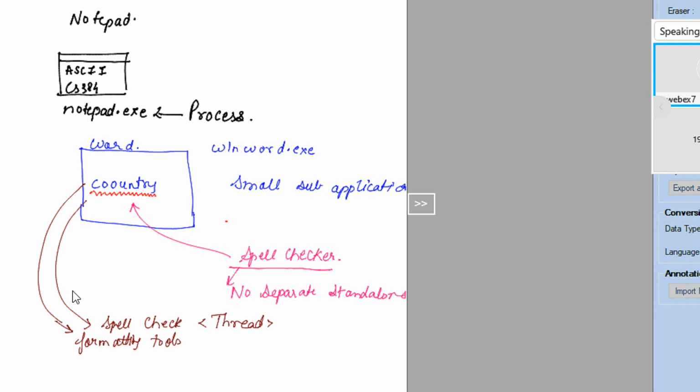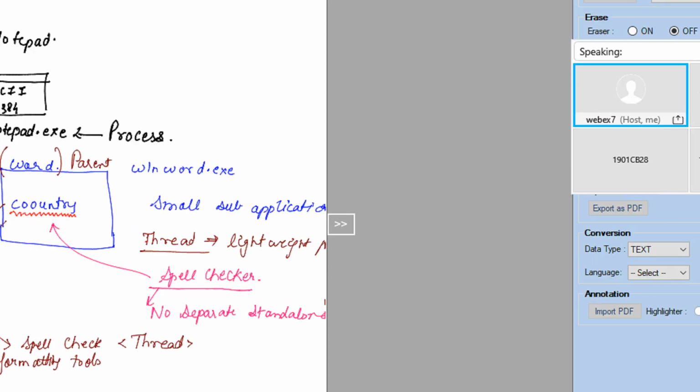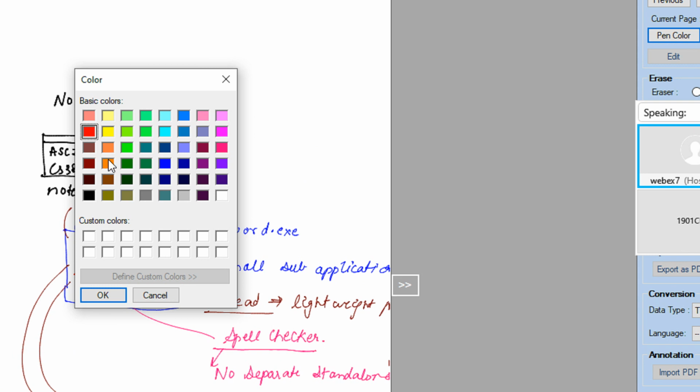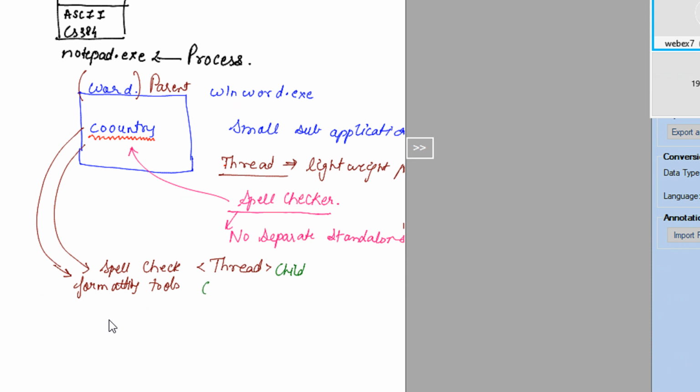Technically, if you ask any computer science person, they will say a thread is a lightweight process. So let me write: thread is a lightweight process. Now what do I mean by lightweight process? Basically a thread is like a child. A process, I can call it a parent, and let me do this in green. These are called child processes, or we can call them threads.